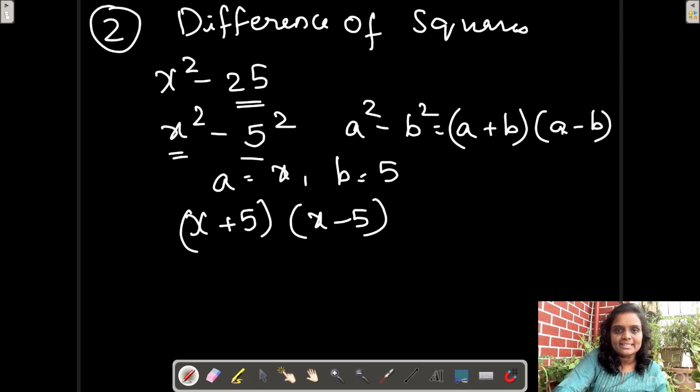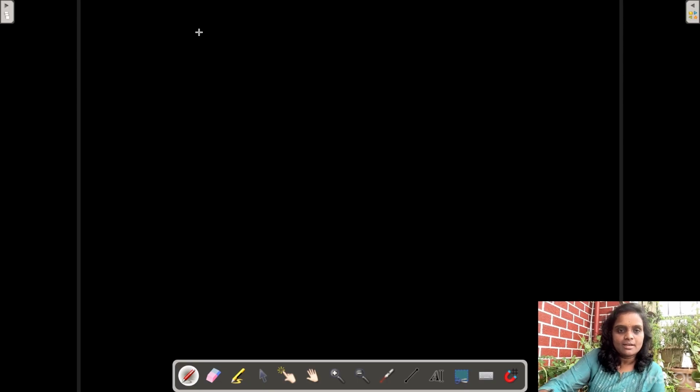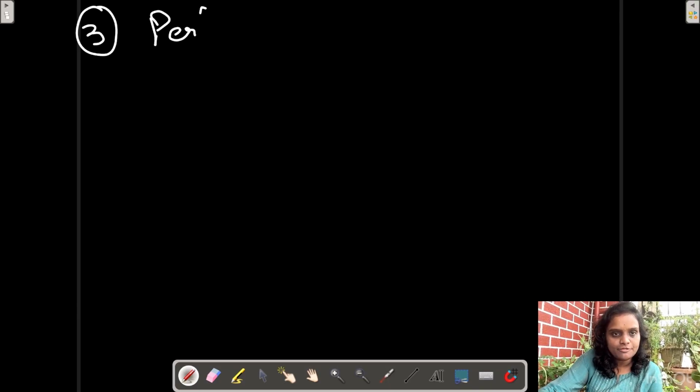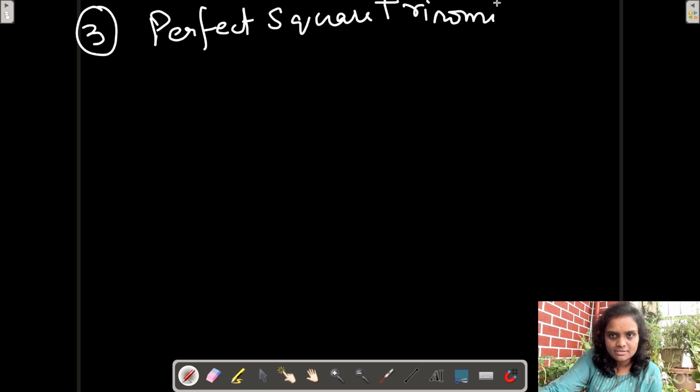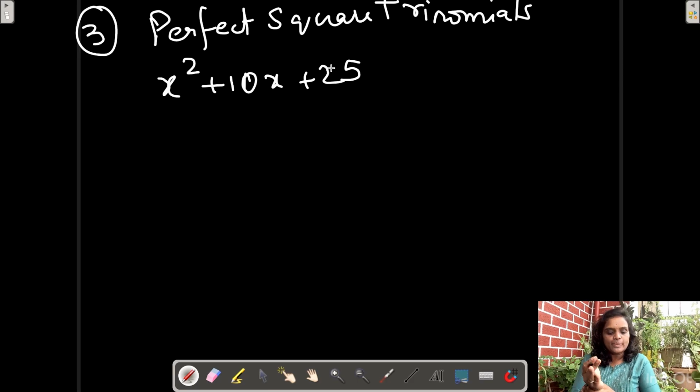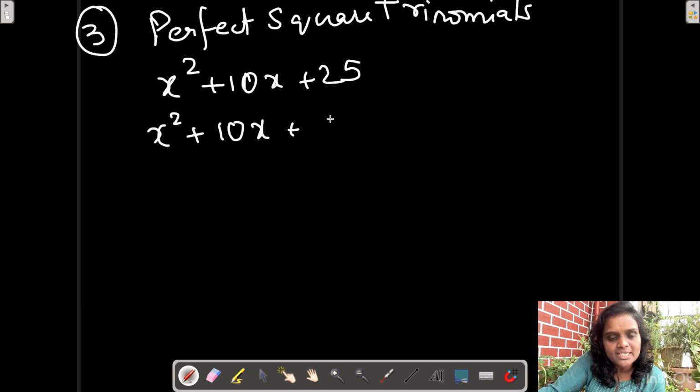Now let's go to method 3. Method 3 is perfect square trinomials. Let's take one example: x square plus 10x plus 25. So how do we do this? First, let's write 25 as 5 square. Rewrite the expression: x square plus 10x plus 5 square.